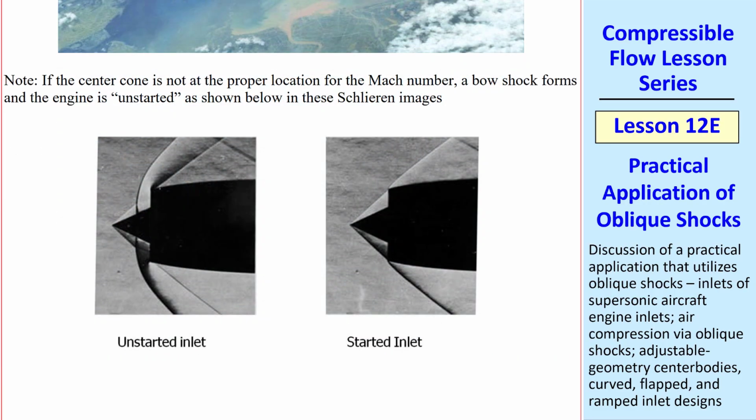I note here that if the center cone is not at the proper location for the given Mach number, a bow shock forms here. They say then that the engine is unstarted. That's why you can adjust the cone location in and out so that this oblique shock will hit right at the tip of the cowling and then have several reflections as I drew.